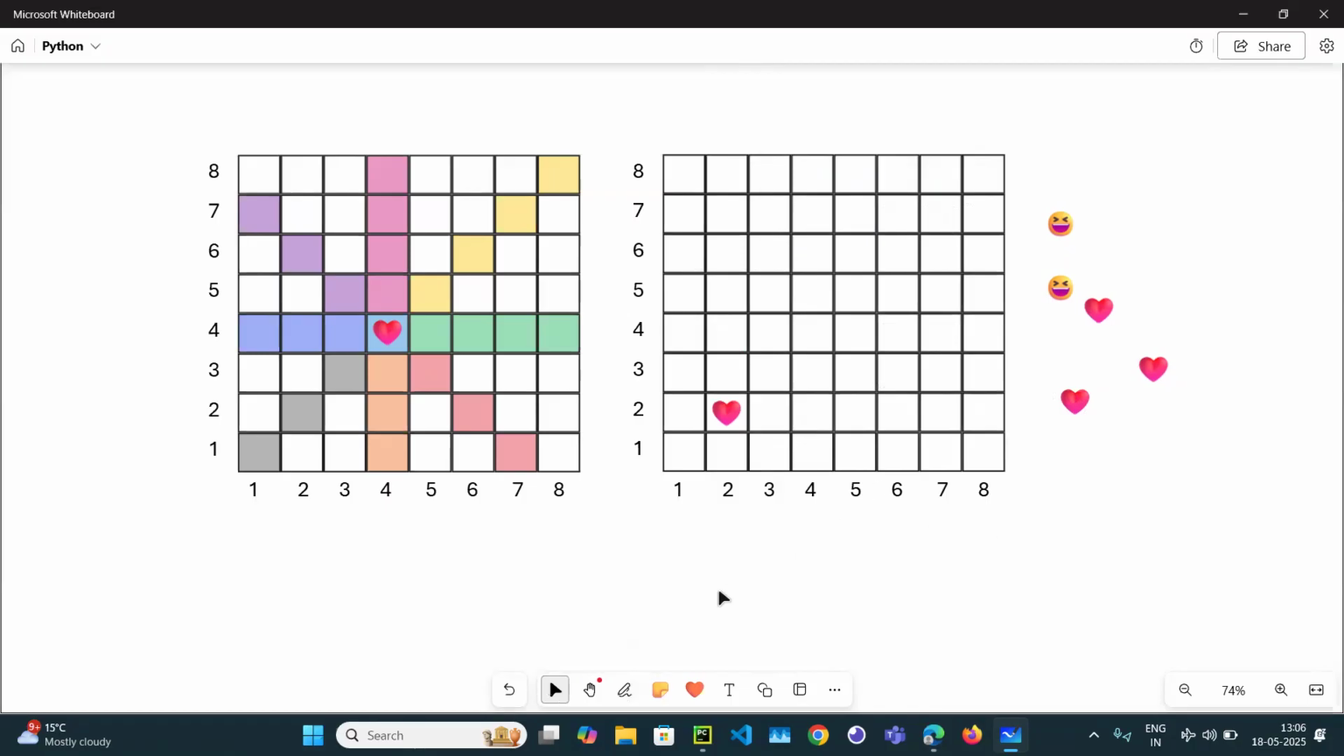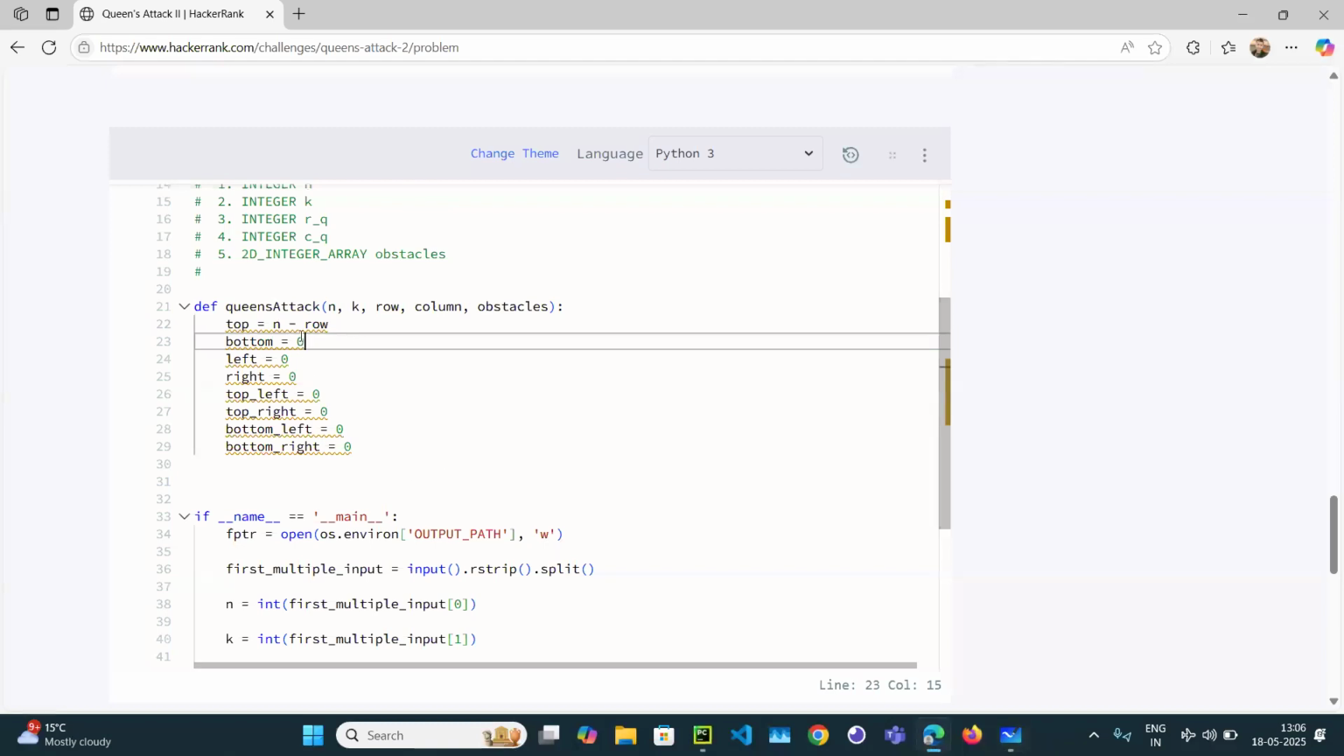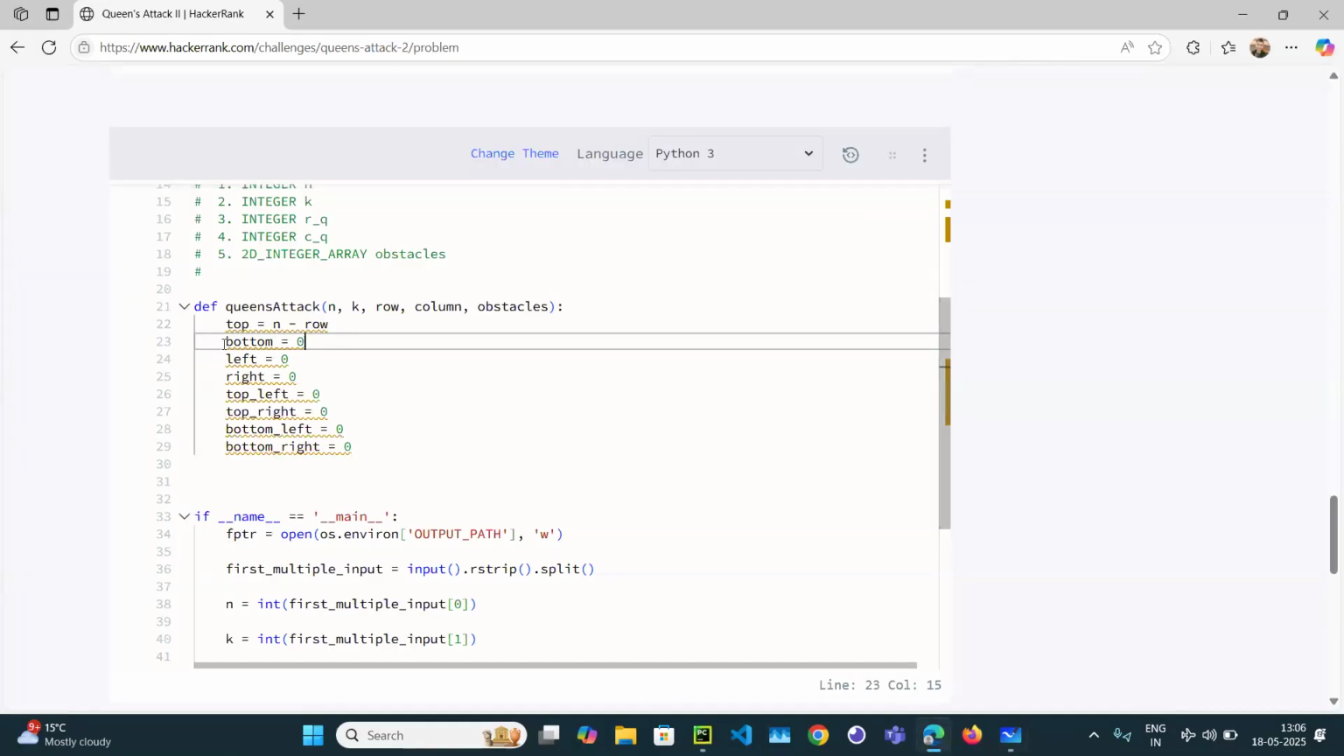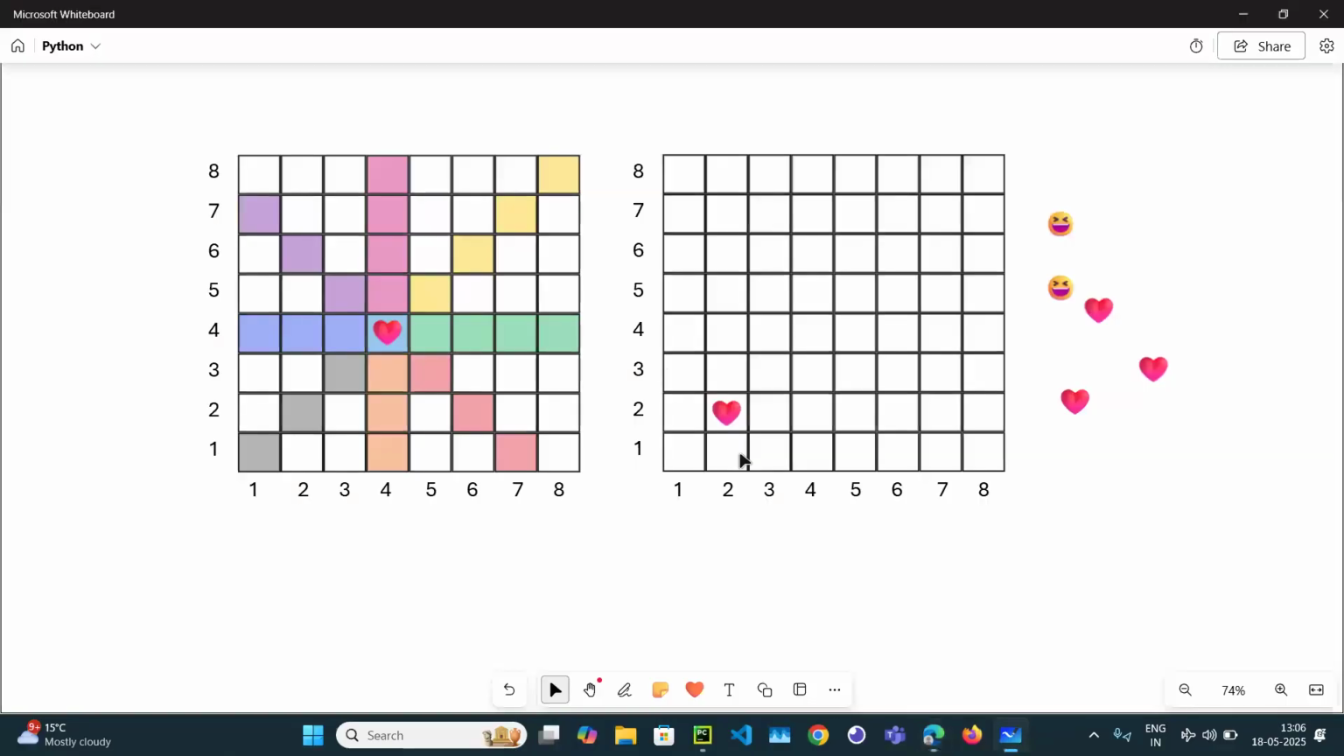All right. So top is done, because we have the formula n minus row, and we already tried it with four or five different positions, and we know how we calculate. Okay. What is the next? Next is the bottom. How many squares can the queen attack at the bottom? Here it's one.